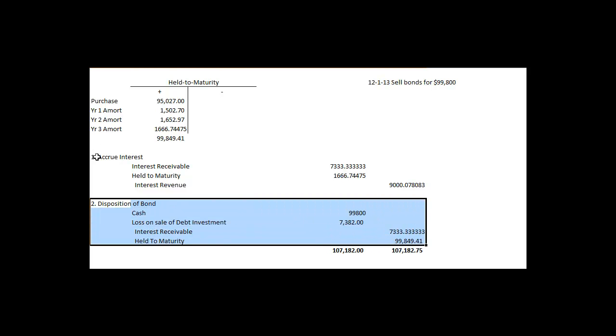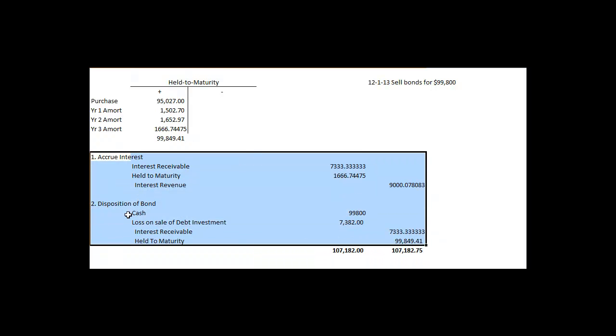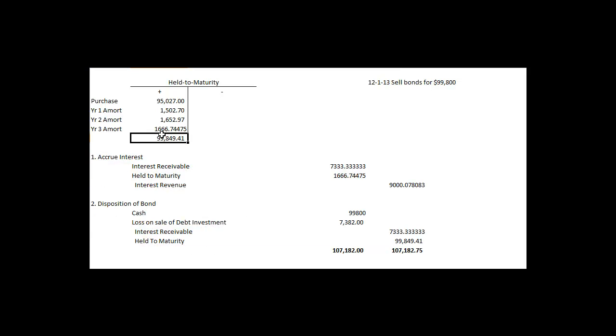Both pieces are important, but when I sell the bond prior to maturity, the idea is I remove the long-term asset, the held to maturity asset, from my records by crediting. I get rid of this short-term asset, the interest receivable. I show my cash coming in, and the difference would be the gain or loss on the sale of investment.